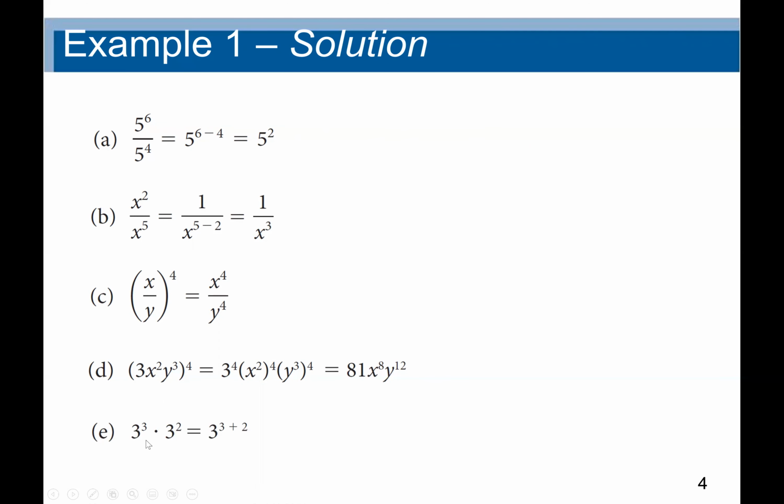So our last problem will be, again, multiplication. We have 3 and 3, and they are multiplied. So we add the exponents. So it will be 3 plus 2, and that will give us 3 to the power 5.